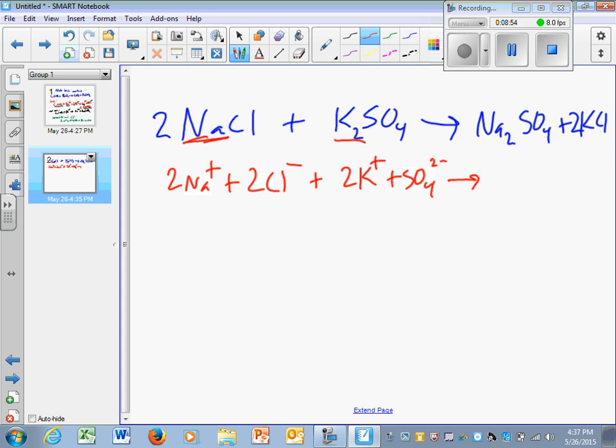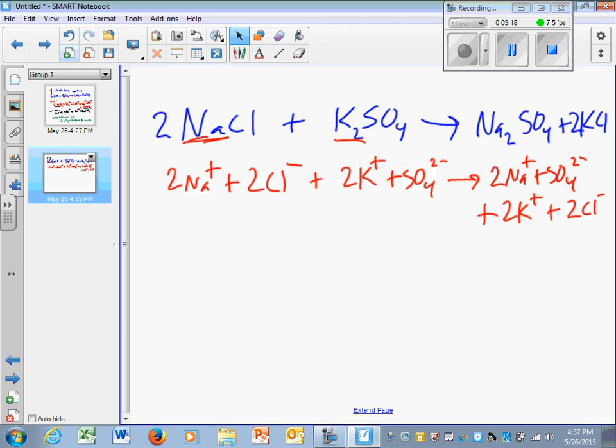On the other side, well, look at that. Sodium sulfate, alkali metal, is going to dissolve. I'm going to make 2 sodium ions plus a sulfate ion. And potassium chloride also dissolves in water. 2 potassium ions plus 2 chloride ions. That's my ionic equation. Now I get to cancel out the things that are on both sides.